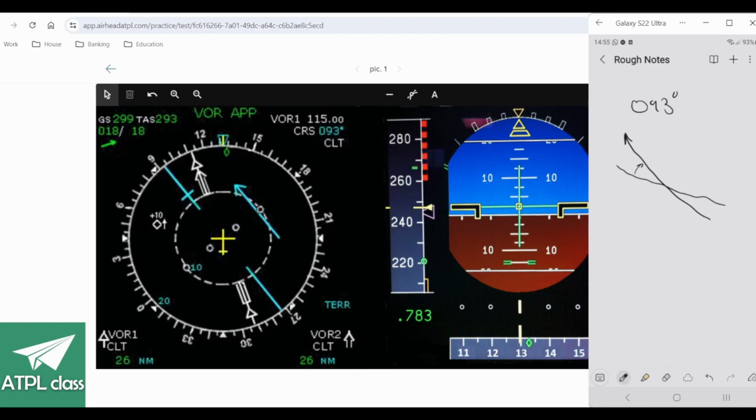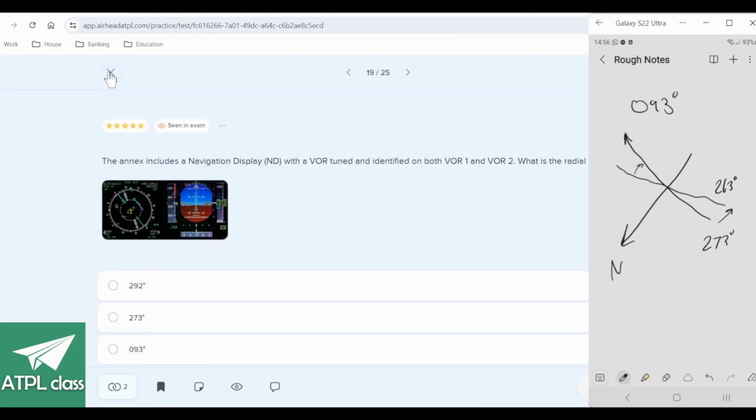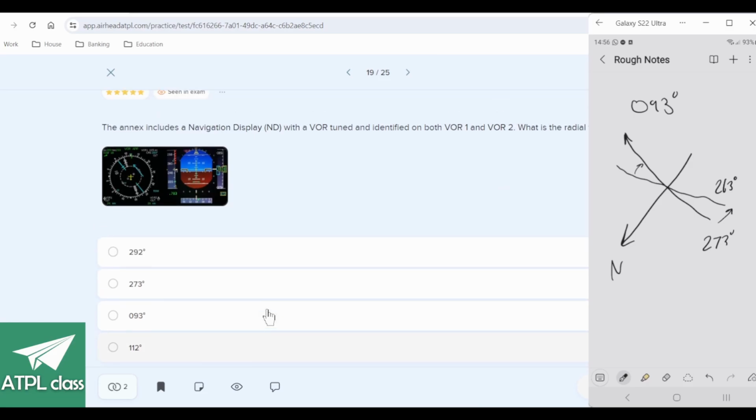093 degrees. We're 10 degrees to the left, which means we're going to be 10 degrees over here. We're still flying to it. So if we were on a radial, we're actually going to be further that way. If that's 273 degrees, 10 degrees, that's going to be 263 degrees, because obviously north is down this way. We're looking at it from a weird angle. So I'm going to go for 263 if that's an option. It's not an option, damn. Okay, let's have another look.